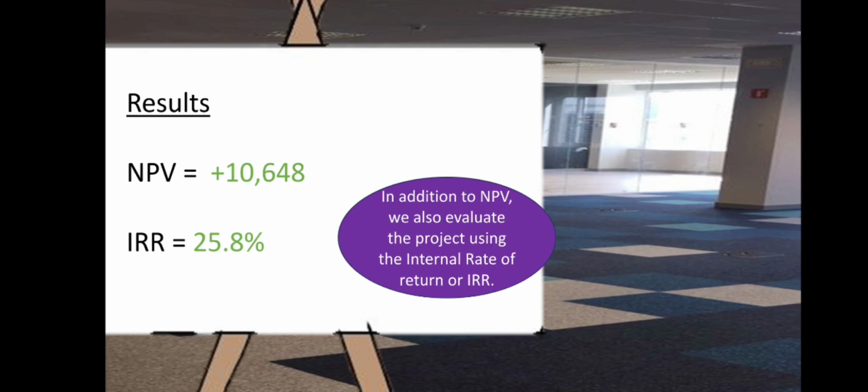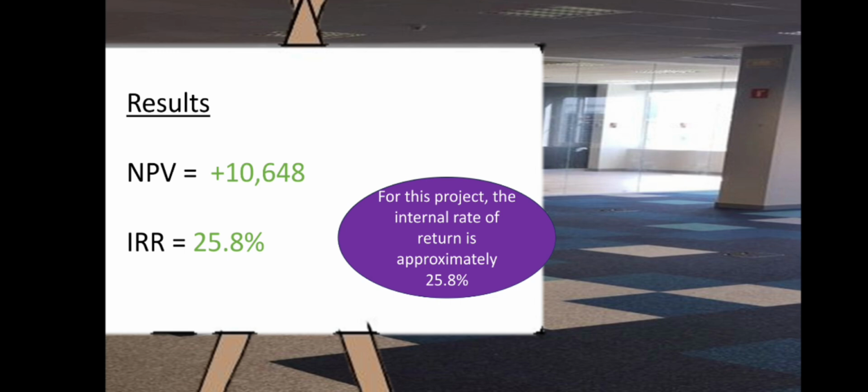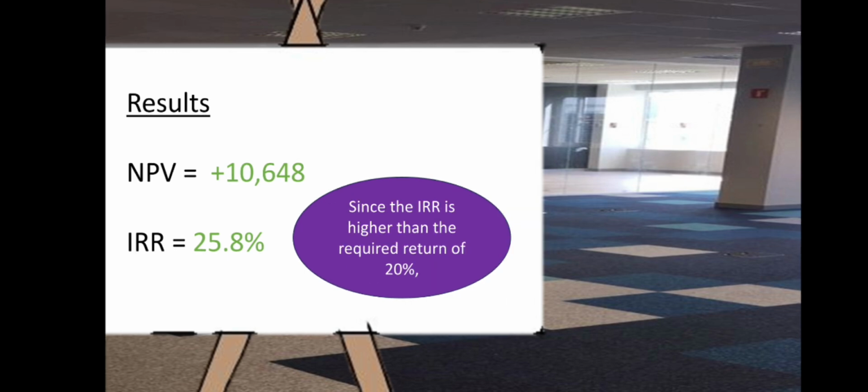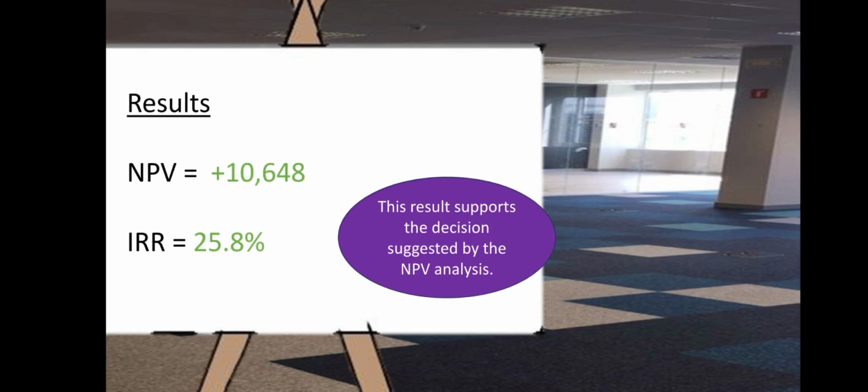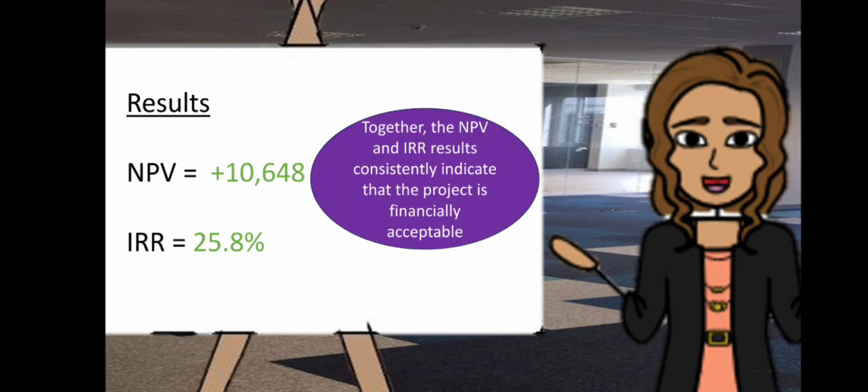In addition to NPV, we also evaluate the project using the internal rate of return, or IRR. The IRR represents the discount rate at which the project's net present value equals 0. For this project, the internal rate of return is approximately 25.8%. Since the IRR is higher than the required return of 20%, this result supports the decision suggested by the NPV analysis. Together, the NPV and IRR results consistently indicate that the project is financially acceptable.